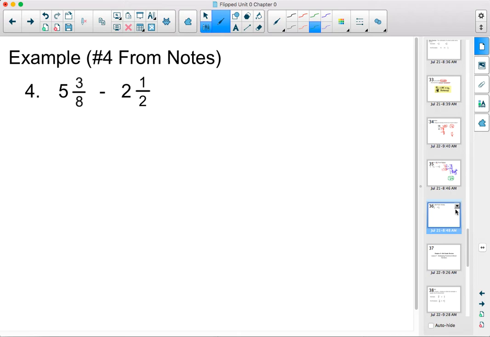It's a subtraction problem. This is number 4 from your notes. This is a special problem because we will see a little bit of borrowing here. It's very important for us to understand borrowing with mixed numbers. So our first step is to write everything vertically. 5 3/8 minus 2 1/2.